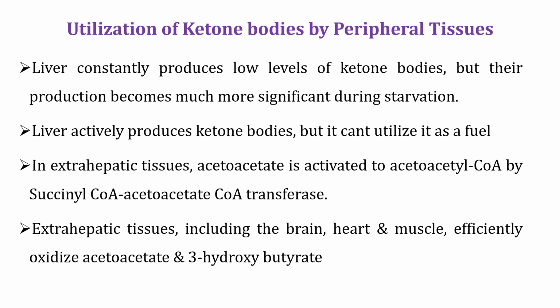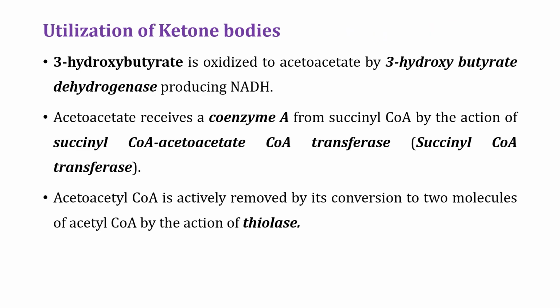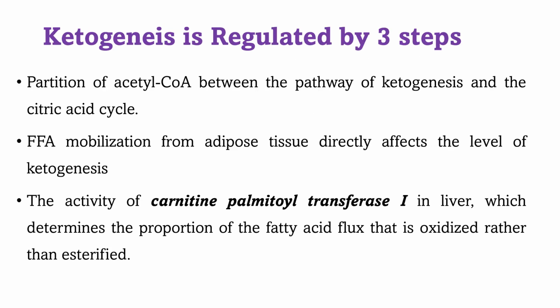Acetoacetyl-CoA is actively removed by its conversion to two molecules of acetyl-CoA by the action of thiolase. Ketogenesis is regulated by three steps. These three steps regulate the partition of acetyl-CoA between the pathway of ketogenesis and the citric acid cycle.